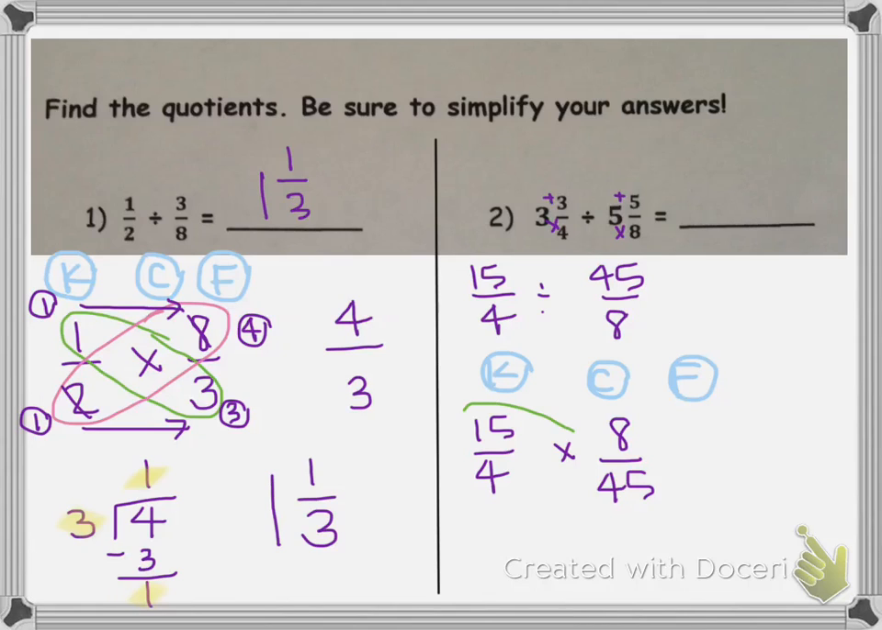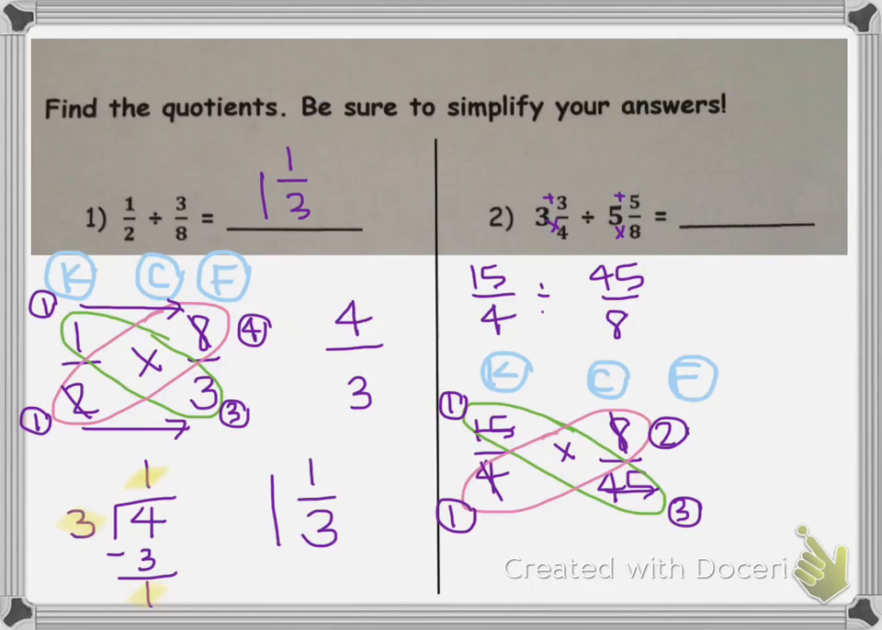So now we're going to look at our diagonals, and we're going to see if there's anything that we can simplify. Is there anything that goes into both 15 and 45? Yes, in fact, 15 goes into both 15 and 45. 15 goes into 15 1 time. 15 goes into 45 3 times. Now I'll look at my pink diagonal. Is there anything that goes into both 8 and 4? Yes. 4 goes into 4 1 time, and it goes into 8 2 times.